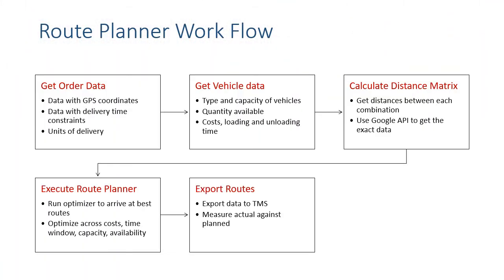We will first look at how the workflow for the route planning tool works. You get the data from an order system or an ERP or a WMS. You get vehicle constraint data which is available to you. The distance required for the same is taken from Google, and then the route planning tool will do the rest.